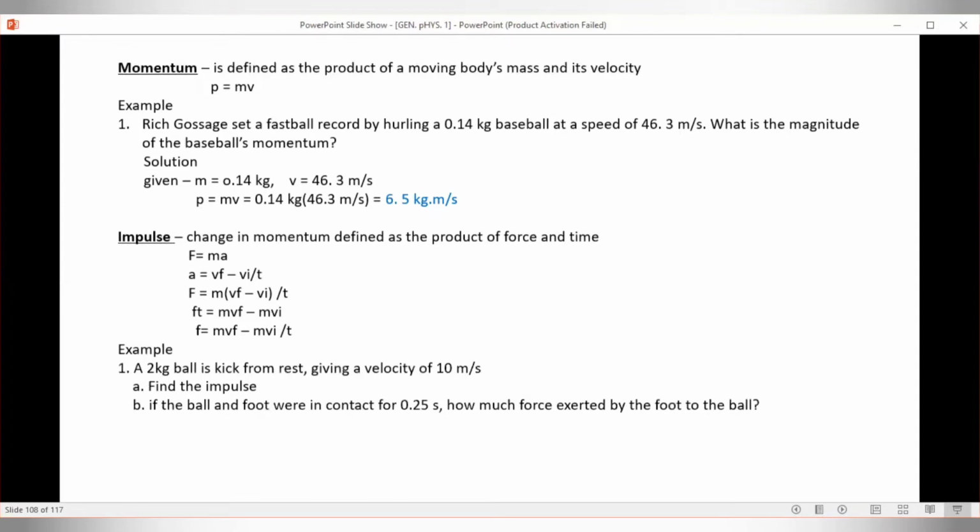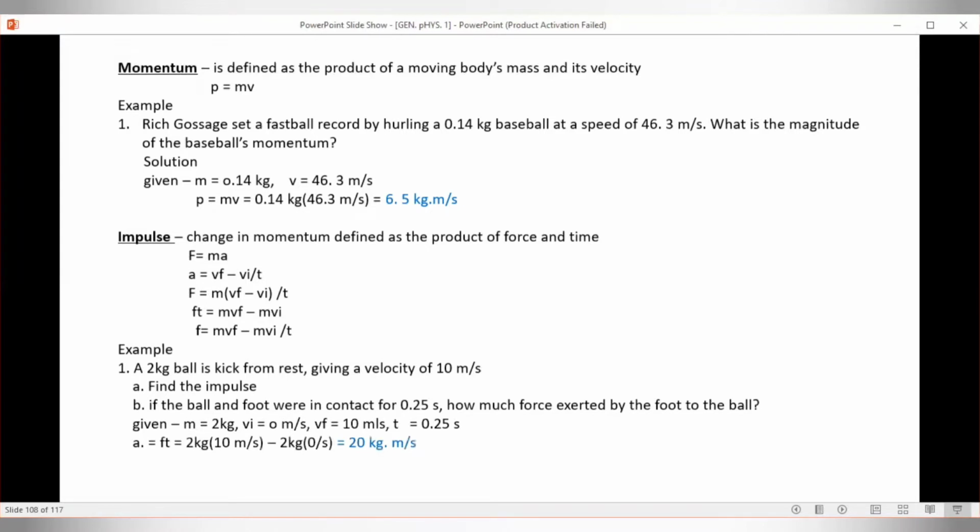For instance, you have a 2 kilogram ball which is kicked from rest, giving a velocity of 10 meters per second. Find the impulse for letter A. Letter B, if the ball and foot were in contact for 0.25 seconds, how much force exerted by the foot to the ball? For us to solve the problem, the first thing you should do is to determine the given. Your given here is mass 2 kilograms, initial velocity which is at rest equal to 0, final velocity 10 meters per second, and your time for letter B is 0.25 seconds.